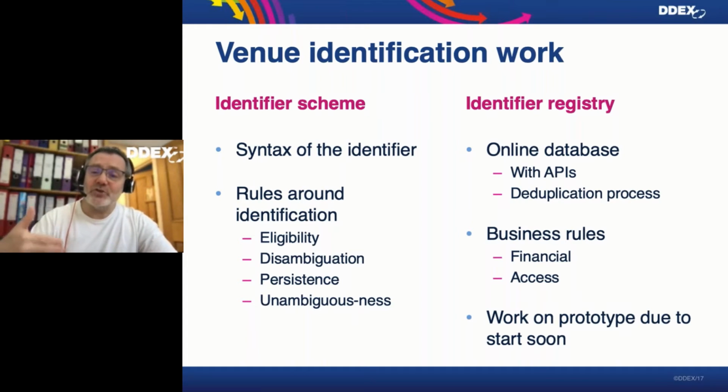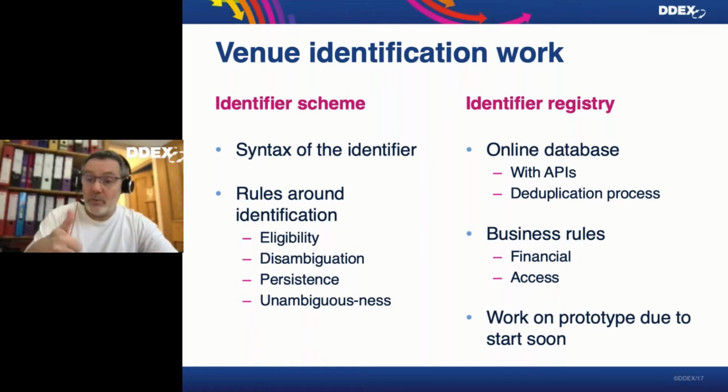That registry will have to have a deduplication process, and I'll come to that in a second, which will in all likelihood be the most complex thing that the whole registry will deal with. But because there are things like these deduplication processes, which will in all likelihood mean people, there needs to be some finances in place. So the two organizations, DDEX and EIDR, are working on business rules.